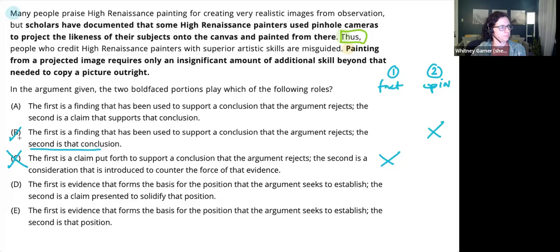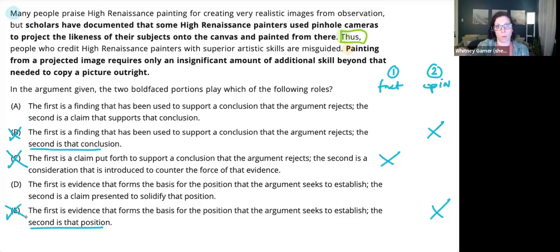Second is that conclusion, or the second is that position. So we get rid of B and E. And now we're left with A and D. And generally, if I'm down to 2 or 3 choices, I'm going to compare them directly in critical reasoning. So the first is a finding used to support a conclusion that the argument rejects, versus the first is evidence that forms the basis for the position that the argument seeks to establish. And the second is a claim that supports that conclusion. The second is a claim presented to solidify that position.